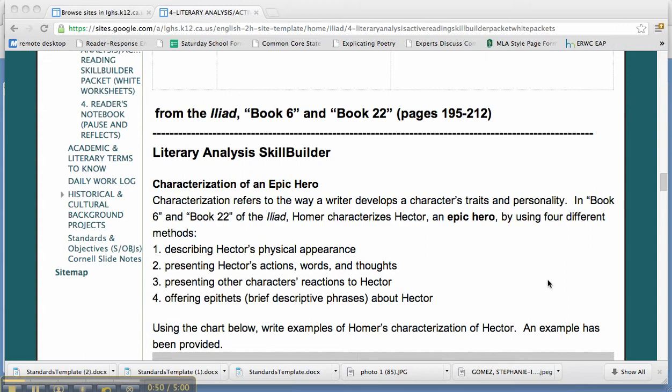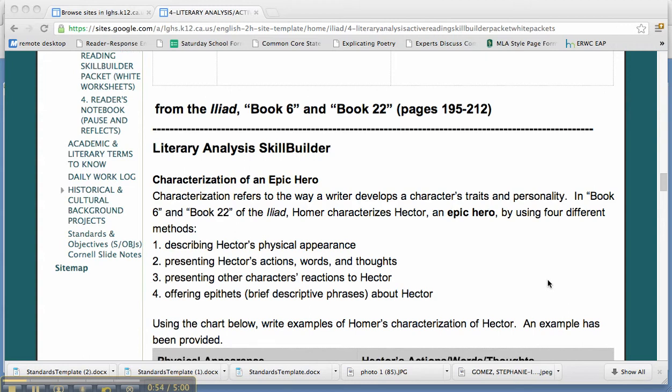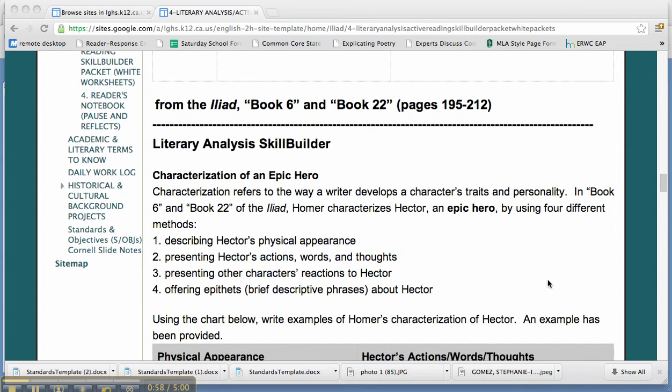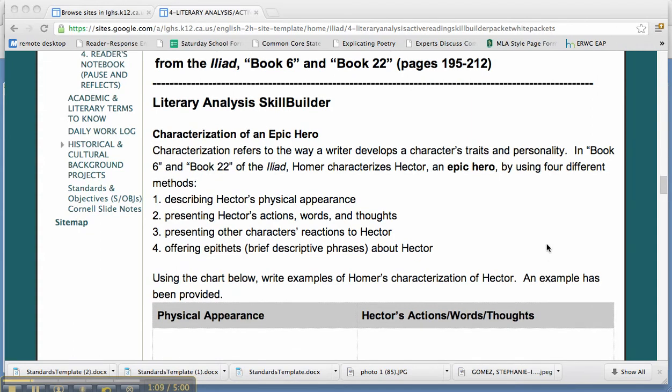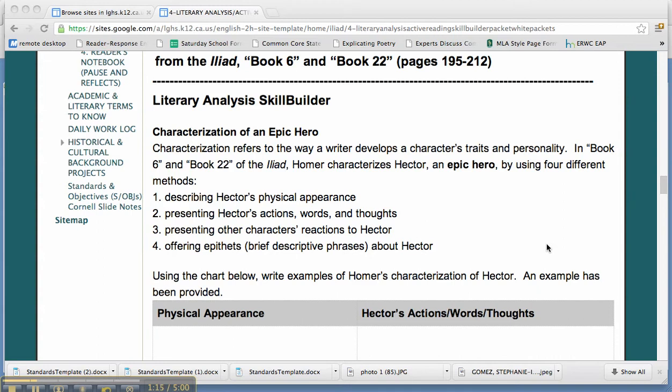Number 1, Homer describes Hector's physical appearance. Number 2, Homer presents Hector's actions, words, and thoughts. Number 3, Homer presents other characters' reactions to Hector. And number 4, offering epithets, brief descriptive phrases about Hector. Using the chart below, write examples of Homer's characterization of Hector. An example has been provided.